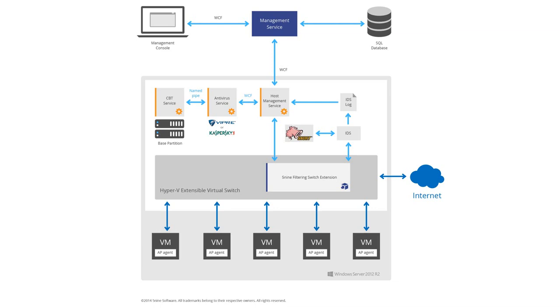Virtual Firewall functionality is available because of integration into Hyper-V extensible switch and provides direct filtering of all virtual machines traffic inside the Hyper-V host. Intrusion detection system is also leveraging integration into Hyper-V extensible switch to analyze the traffic directly on the virtual switch level.